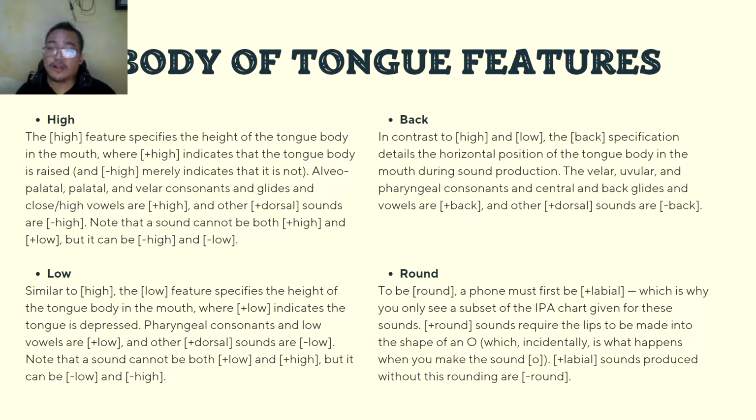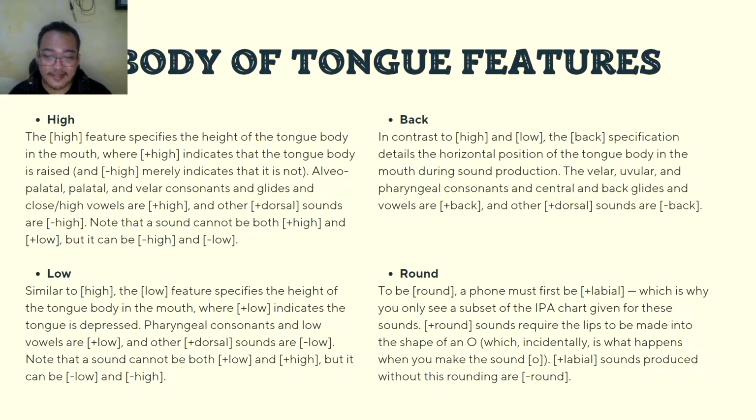The alveolar, palatal, and velar consonants and glides, and close or high vowels are plus high, and other plus dorsal sounds are minus high. Note that a sound cannot be both plus high and plus low, but it can be minus high and minus low.